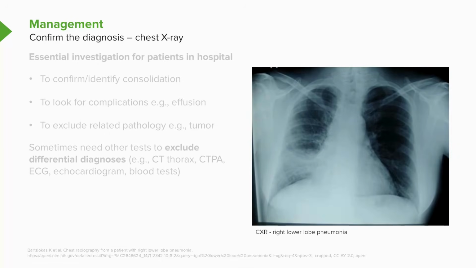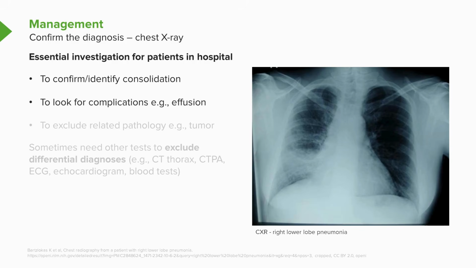So to take these in turn, confirming the diagnosis, essentially, that's a chest X-ray. You think the patient has some crackles over the right lung and they're presenting with a fever, then you need to know whether there's consolidation present. So do a chest X-ray, and it might show lobar consolidation, as is shown here in the right lower lobe in this chest X-ray. It's also very important to do a chest X-ray to look for complications, and we'll discuss some of those later in this talk, but we're talking largely about pleural effusion.